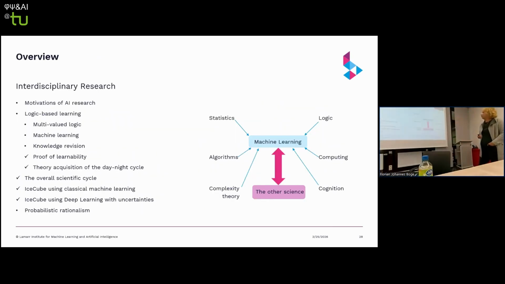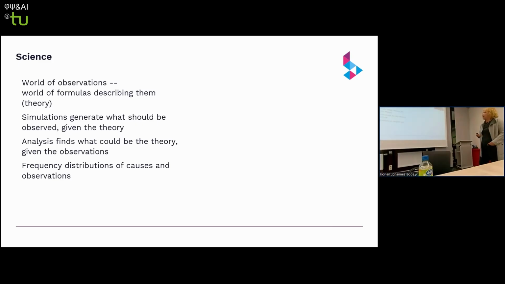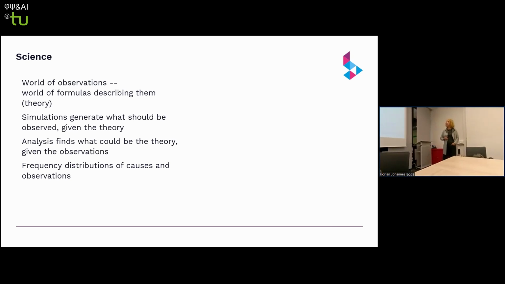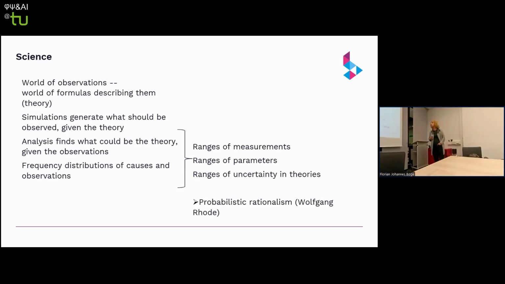So what does this have to do with science? Well, there's the world of observations, and simulations generate what should be observed given the theory. Then there is the analysis, which finds what could be the theory given the observations, and then there are frequency distributions of causes and so on. That's why Wolfgang and I came up with this probabilistic rationalism.